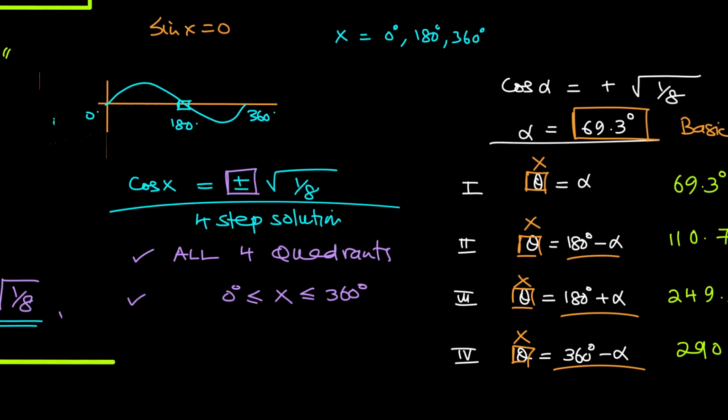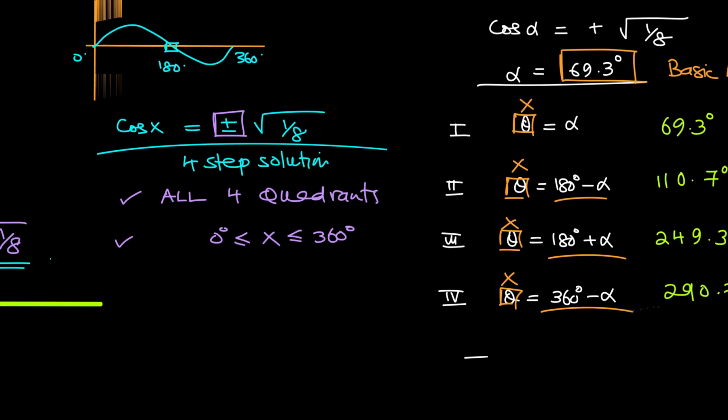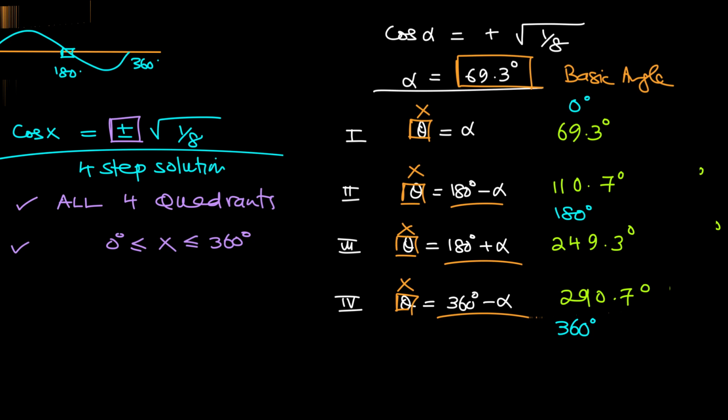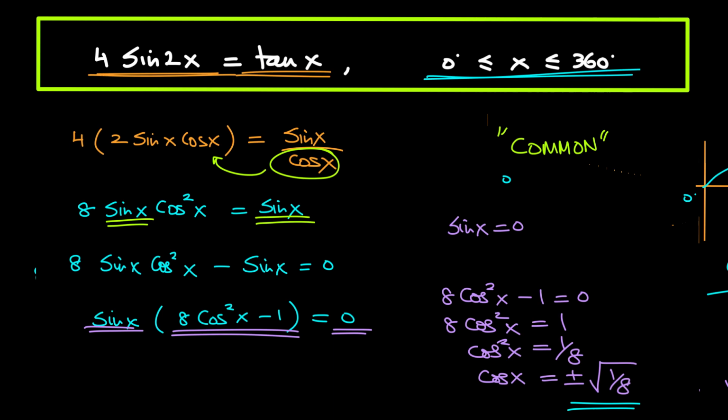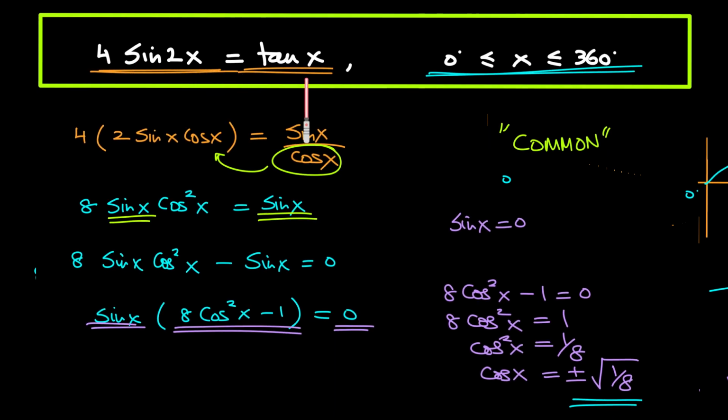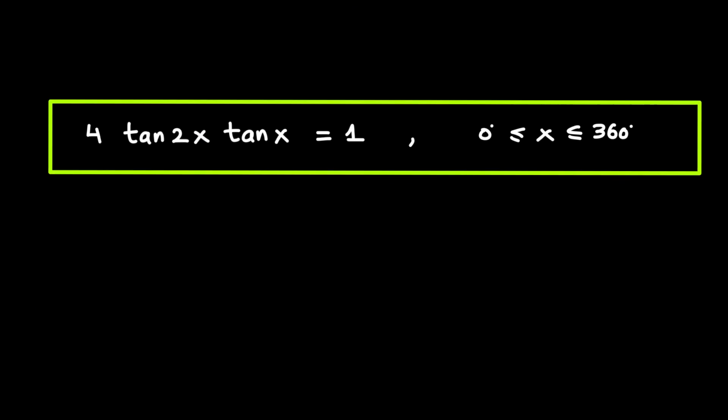And then we write all the final answers together. So we have these 4 answers, and alongside we can write 0 degree, 180 degree, and 360 degrees. So these are the answers for this particular question. 1, 2, 3, 4, 5, 6, 7. So we end up with 7 answers for this particular question, which was about 4 sine 2x is equals to tangent x. Let's move to another question.